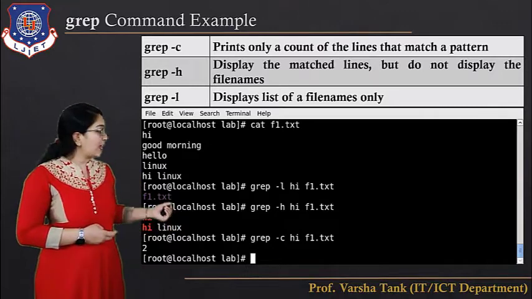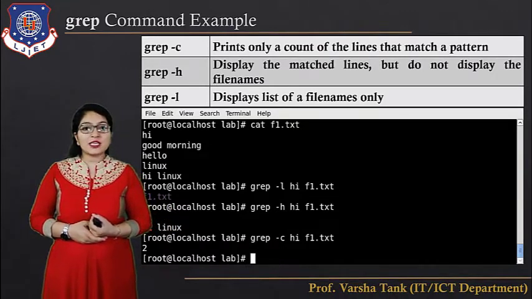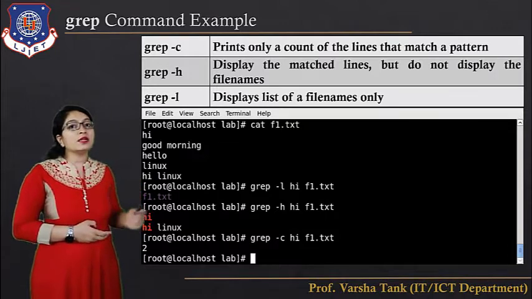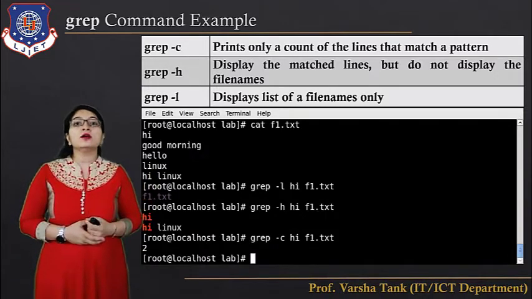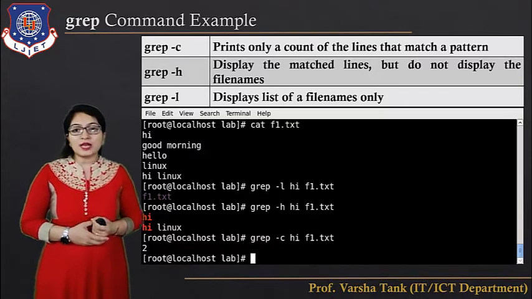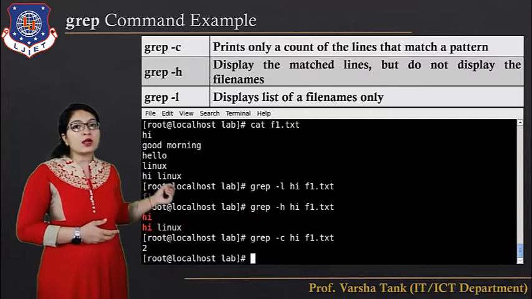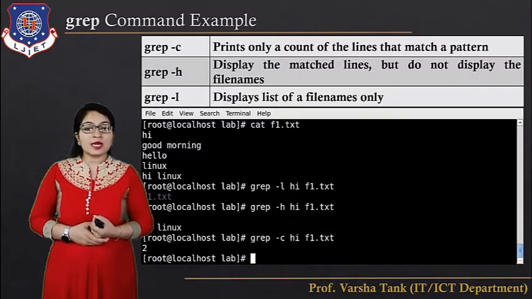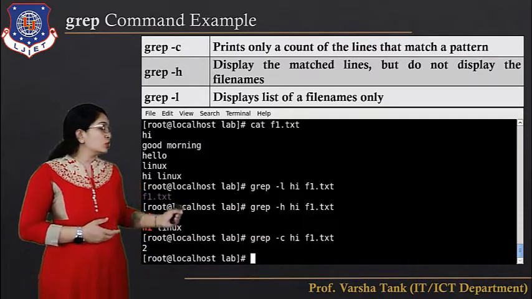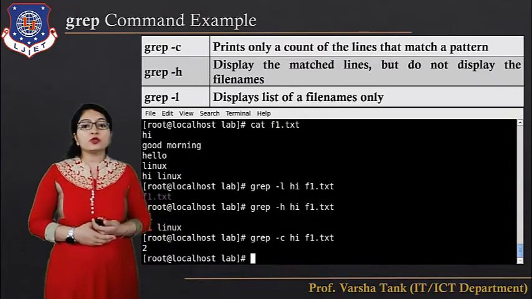Then next, grep -h hi f1.txt. We have used the h flag. The h flag means it displays the matching lines but does not display the file names. So it just displays the matching lines, that is hi and hi Linux. Then next, c means it displays the count of the lines matched by this pattern. So here 2 lines match the pattern, so it will display the count 2.